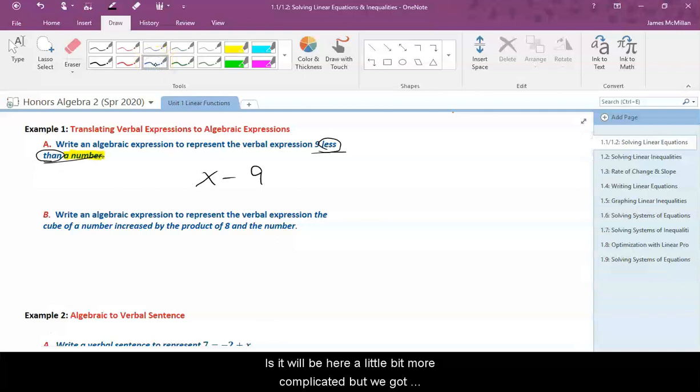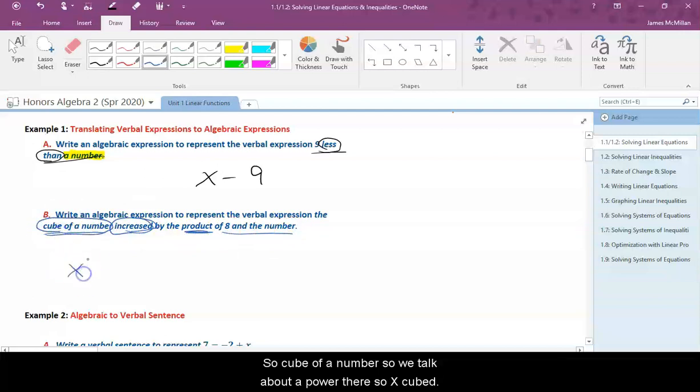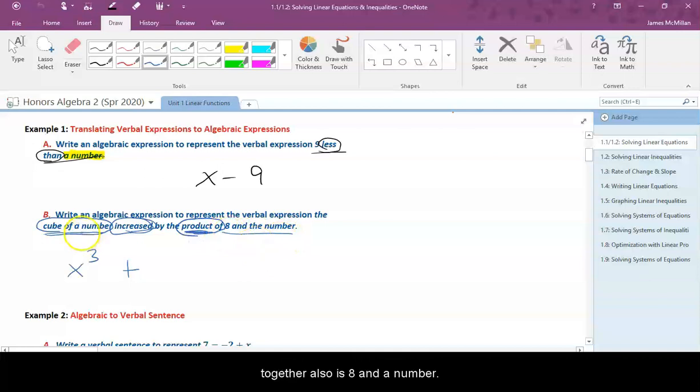Example B here, a little bit more complicated, but we've got the cube of a number increased by the product of 8 and a number. So we've got a couple things going on. So cube of a number, so we're talking about a power there, so x cubed. Increase, that's going to be plus, by the product of, so that means the next two things are going to be multiplied together. Well, it says 8 and a number. One thing to pay attention to, a number here and the number here have to be the same variable. And so we're going to have 8x. So x cubed plus 8x is translating that one to algebraic.